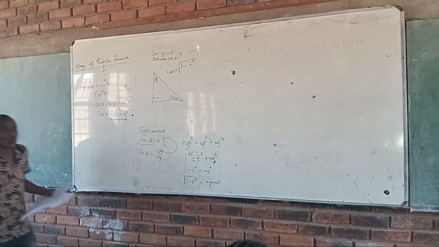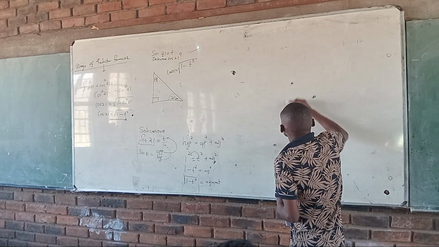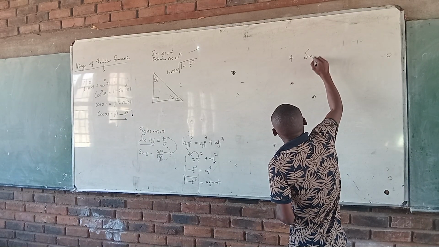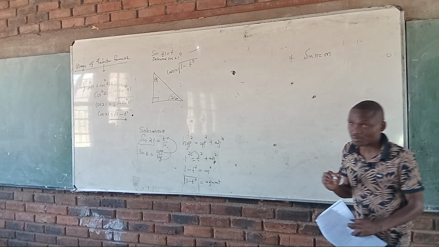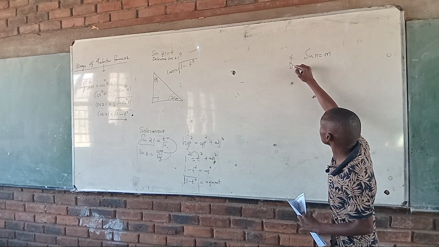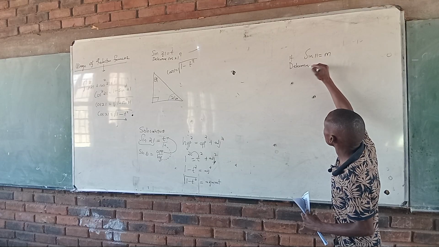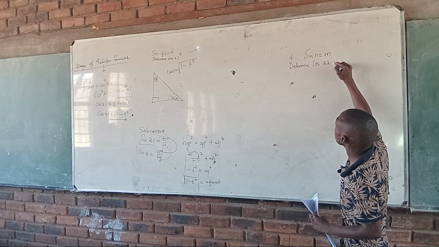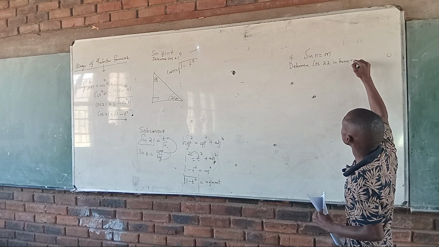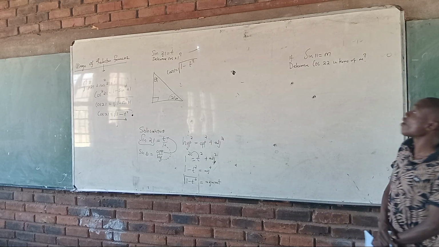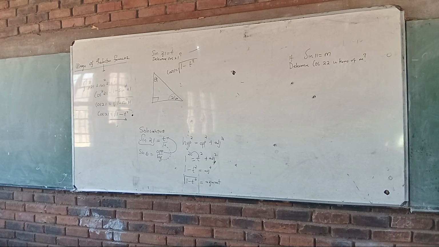Now do this one. This one is interesting. If sine 11 is m, determine cos 22 in terms of m. I'm giving you 3 marks for this one. If sine 11 is m, determine cos 22 in terms of m.